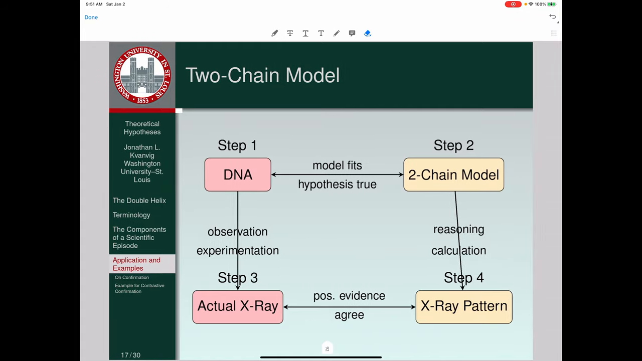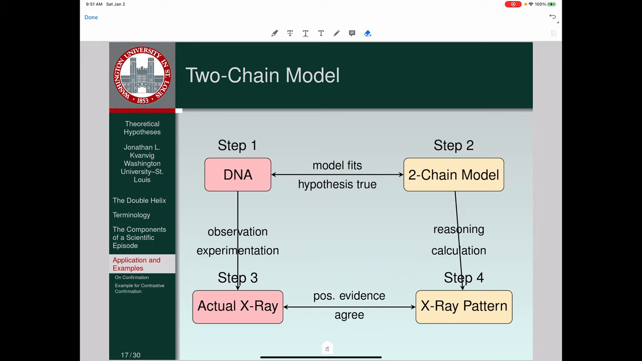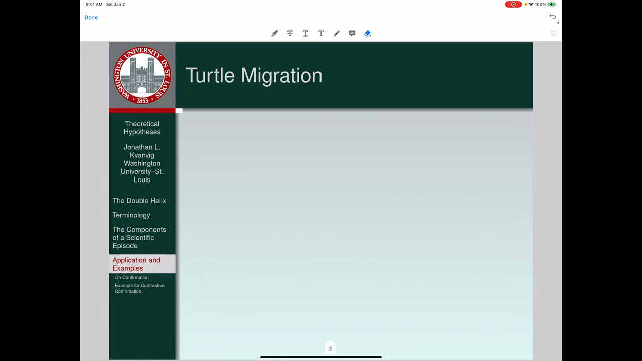The only thing that this doesn't address is the question about whether the actual x-ray was to be expected or was it surprising. In the absence of the two-chain model, there was no particular reason to expect the pattern in the actual x-ray that was observed. So it counts as unexpected data, and so you get some degree of positive confirmation for the two-chain model from the experiment.